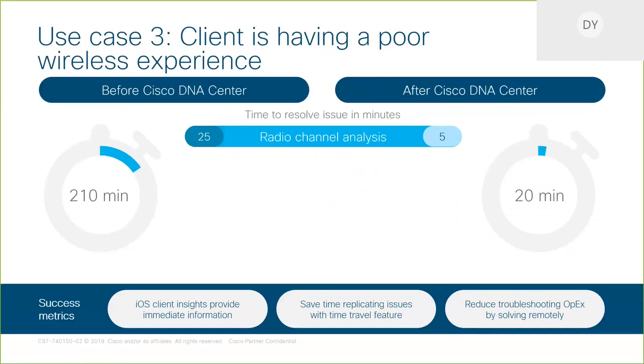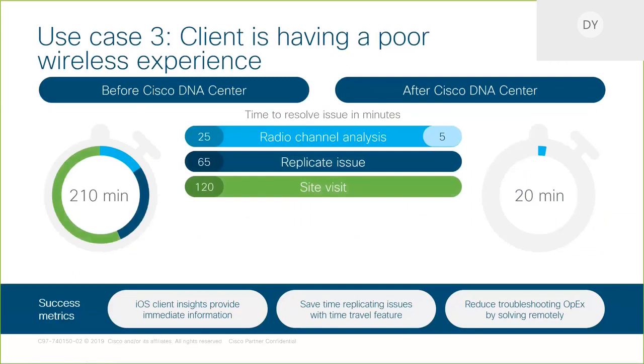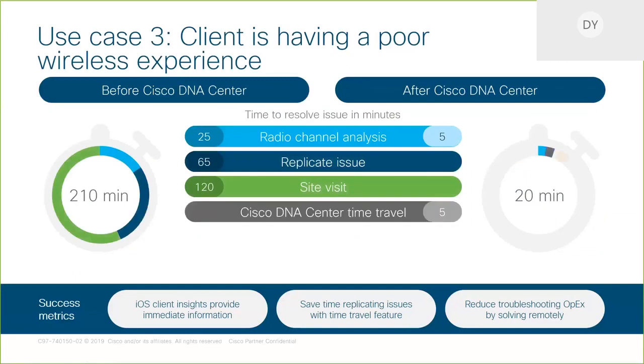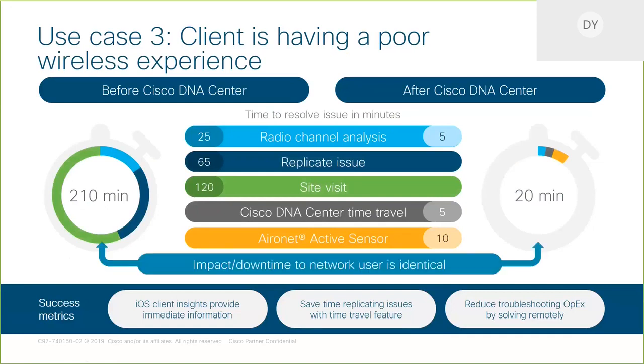And if they have a customer or a client that's having a poor wireless experience, they know the steps to go through the channel analysis and replicate the issue. If, God forbid, they have to go to the site and do all of these things. But DNA Center can do this automatically. And this is savings, not only for your IT team, but for the person that's having the problem. So you're actually helping your company be more efficient as well.